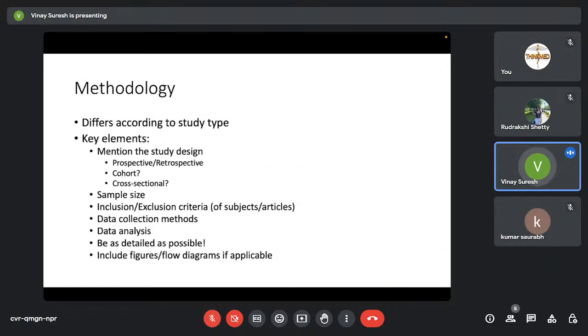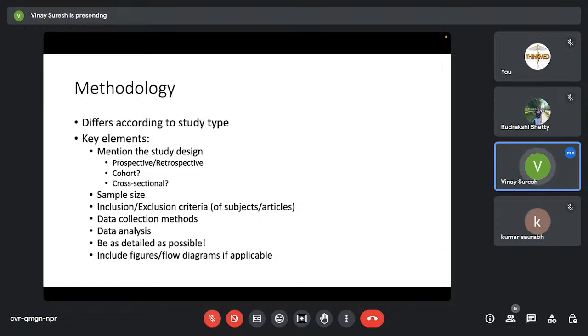Coming to methodology, it differs according to the study type, of course. Depends on whether you're writing an original study or a review. So you have different subheadings under that. But there are certain key elements that you shouldn't miss. And methodology is that section, what I like to call the sweet spot of any paper, because it actually explains how much the authors actually understand research, right? The rigor of the paper is actually shown in the methodology.